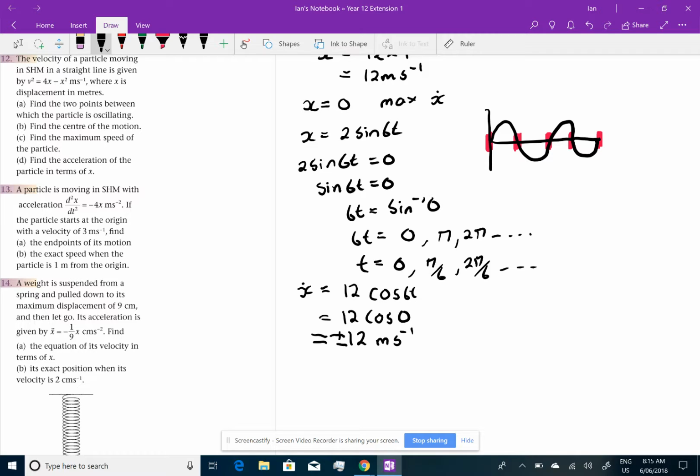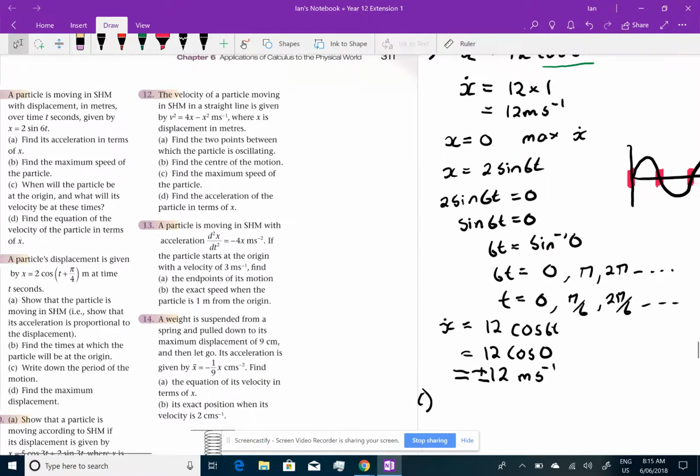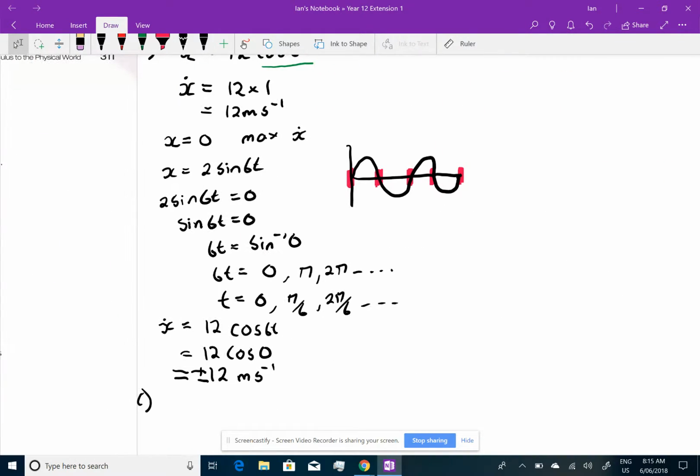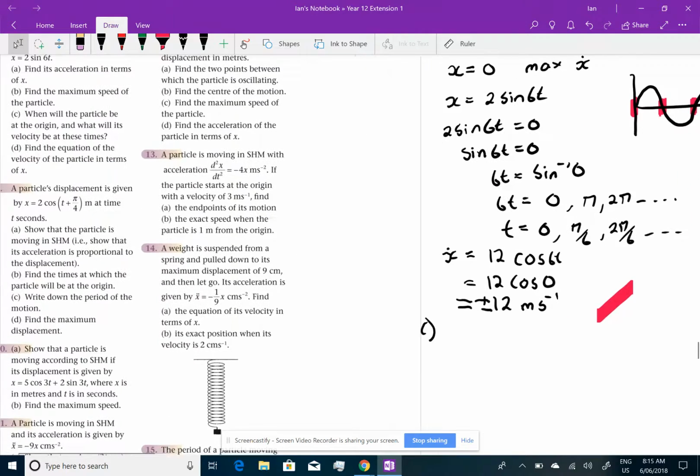Okay, let's have a look at C. Find when the particle will be at the origin, and what will the velocity be at these times? We've just done it. That's when the particle will be at the origin, and these are the velocities. So that's a maximum velocity. And remember, if it's positive or negative, it just refers you to direction. So C's just been done.